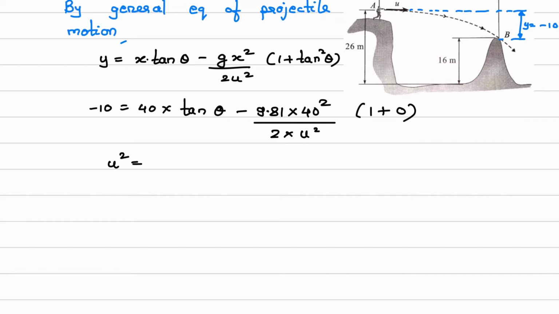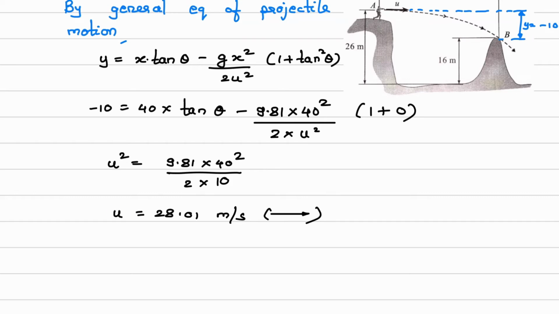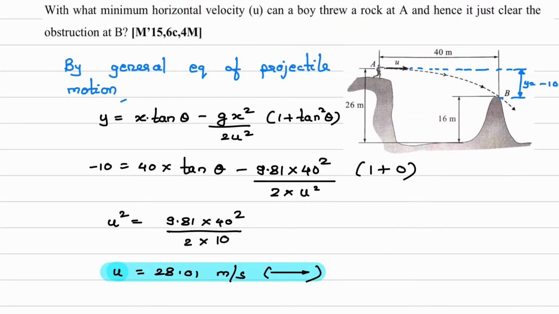u square is equal to, both sides we have negative, so we can write 9.81 into 40 square divided by 2 into 10. From here we can calculate u, which is equal to 28.01 meter per second. Direction will be towards right. Angle is 0. So this is the answer. So this is question number 2.